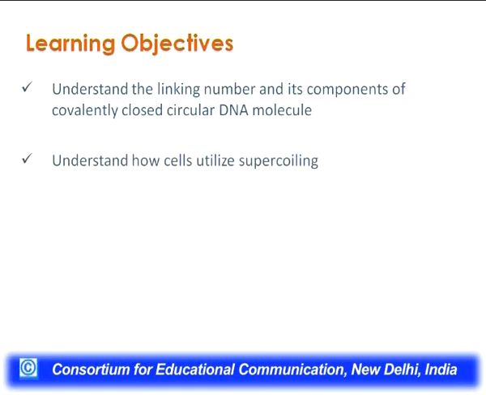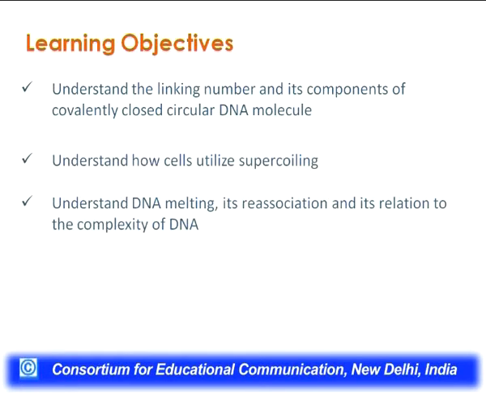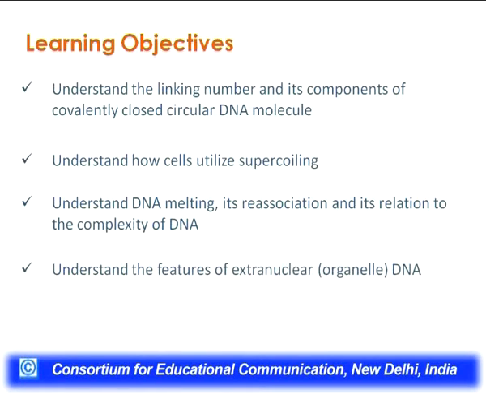and its components of a covalently closed circular DNA molecule. After this lecture, you will have an understanding of how cells utilize this supercoiling. You will understand DNA melting, which is basically the dissociation of double strands of DNA when an external factor is applied, its reassociation and its relation to the complexity of DNA. You will understand the features of extranuclear DNA, which is primarily the organelle DNA.